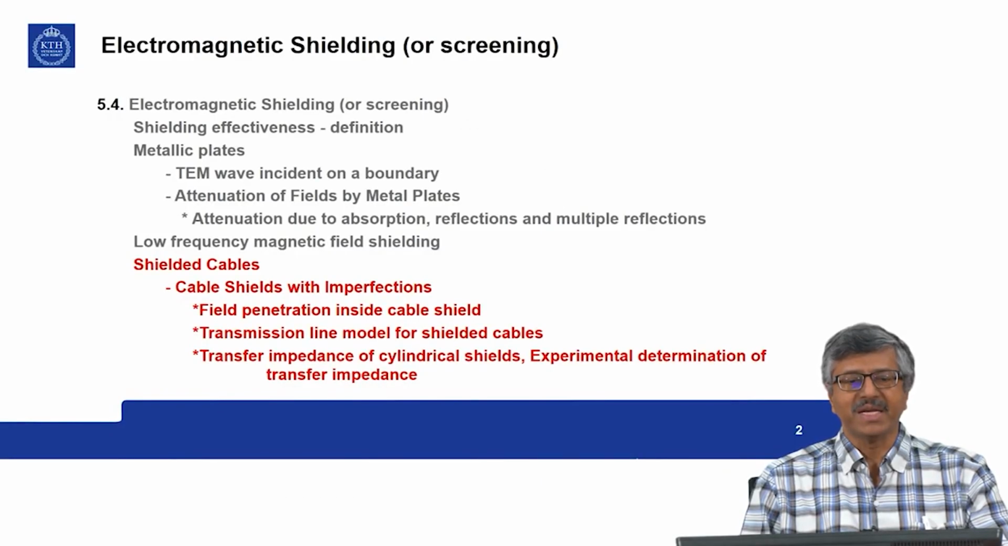These are the main contents. Cable shields with imperfections, what are the different kinds of imperfections there, and we will develop a transmission line model for shielded cables and introduce the concept of transfer impedance for cylindrical shields and experimental determination of transfer impedance.